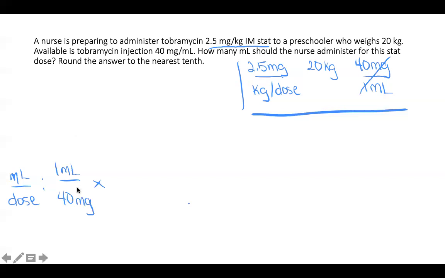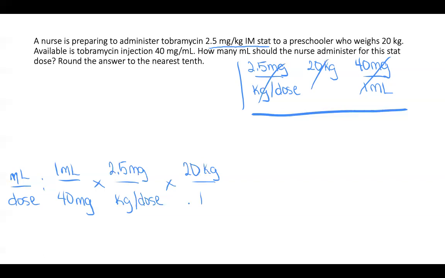Now we're going to come down here, and our problem tells us what to do next, right? Milligrams here, so we need milligrams here. So we come up to our box and find milligrams. So 2.5 milligrams over kilograms per dose. And then cross it out. Okay. Now the problem's going to tell us what to put in next. Kilograms here. So we need kilograms here. So we come up to our box and find kilograms. So there's 20 kilograms. Cross it out.